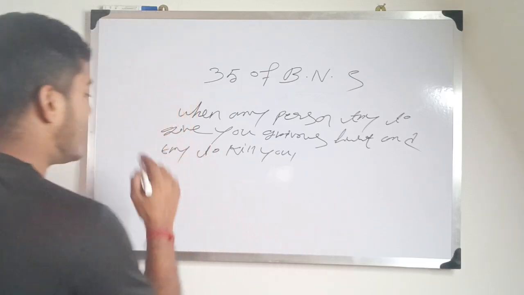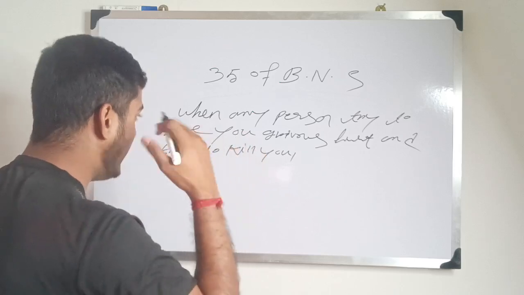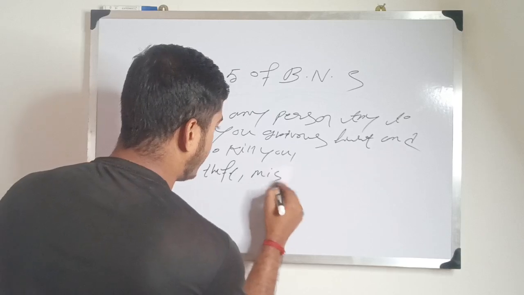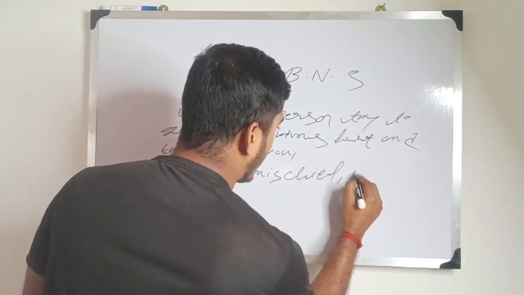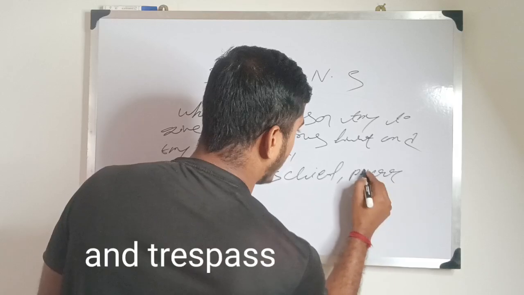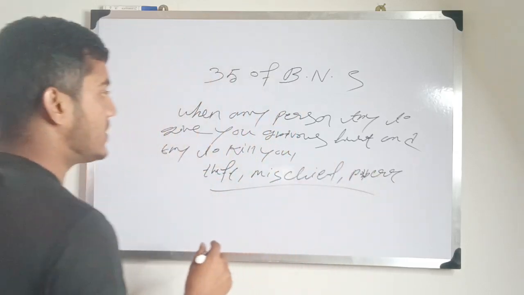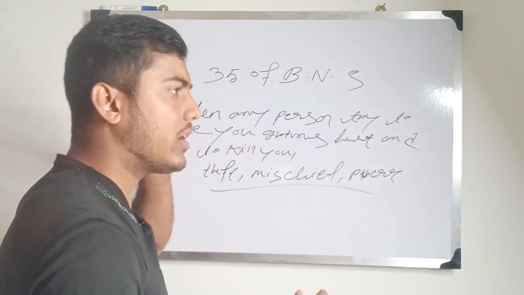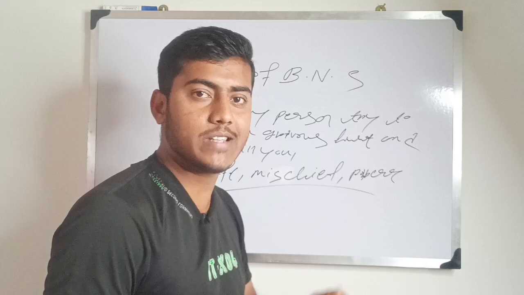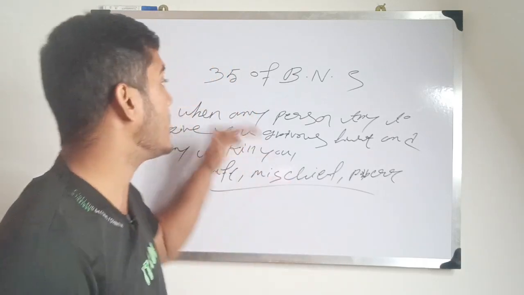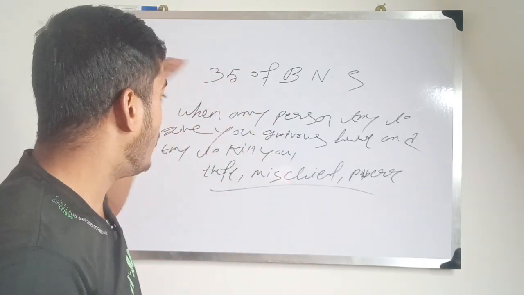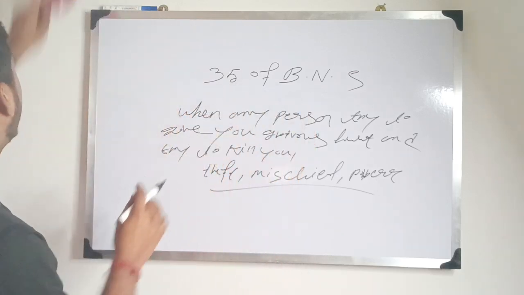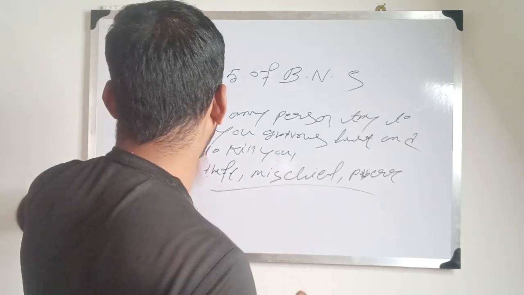For example, if any person has the intention to commit theft, mischief and robbery, and because of this tries to kill you or give you grievous hurt, at that time you have a right to perform your self-defense under section 35 of the B.N.S. It is defined when you have a right to perform your self-defense. I hope you understand the consequences of what section 35 of the B.N.S. deals with.